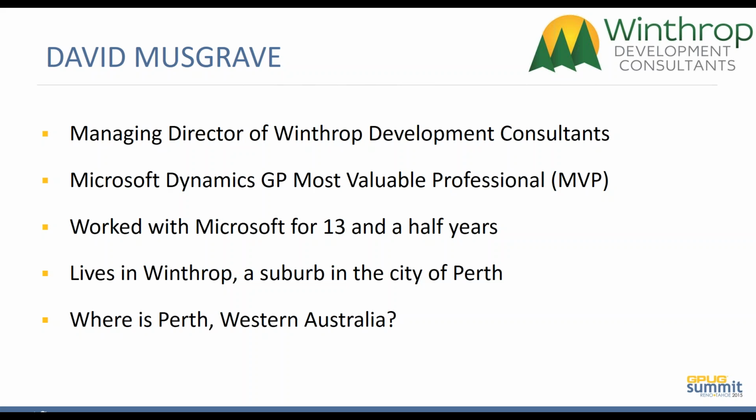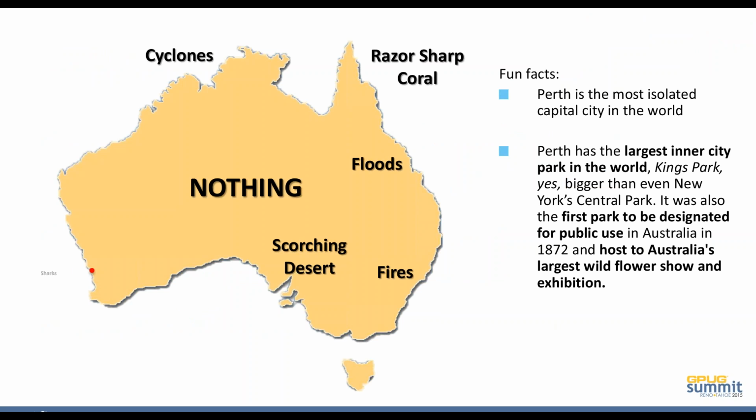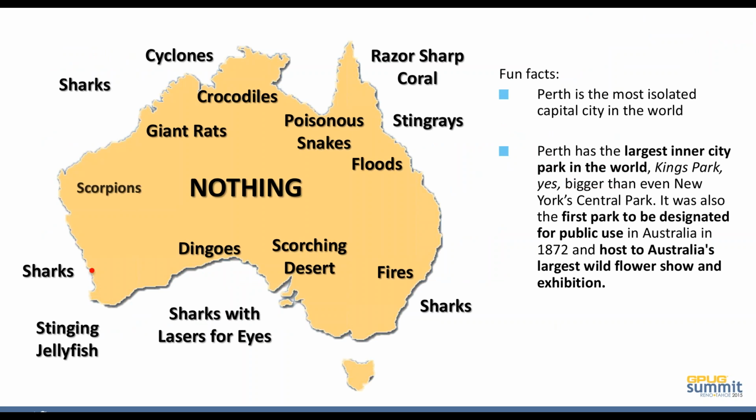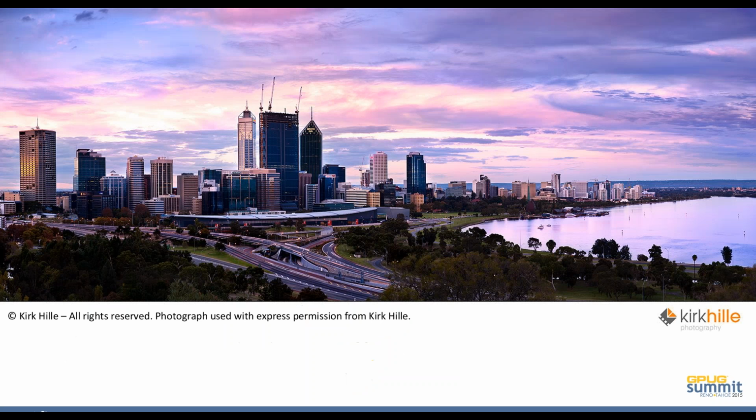I live in Winthrop, which is a suburb in Perth. That's where the name comes from. Just to give you an idea where Perth is, it's that little red dot on the left-hand side. Perth is a beautiful place, and it's in a beautiful country, and I would love every one of you to come down under and visit. We have a beautiful park, and this is actually the view from Kings Park, which is bigger than New York's Central Park, and it's the view across to the city of Perth, which is just an awesome place.